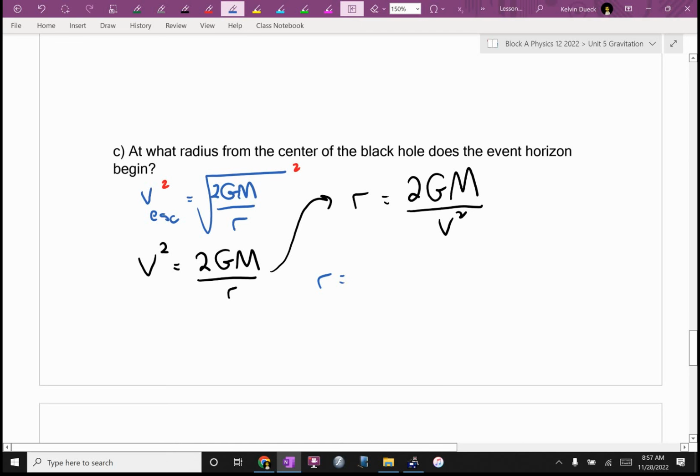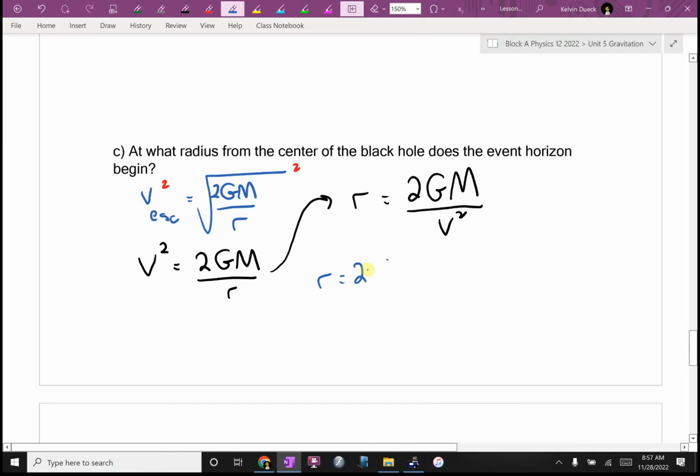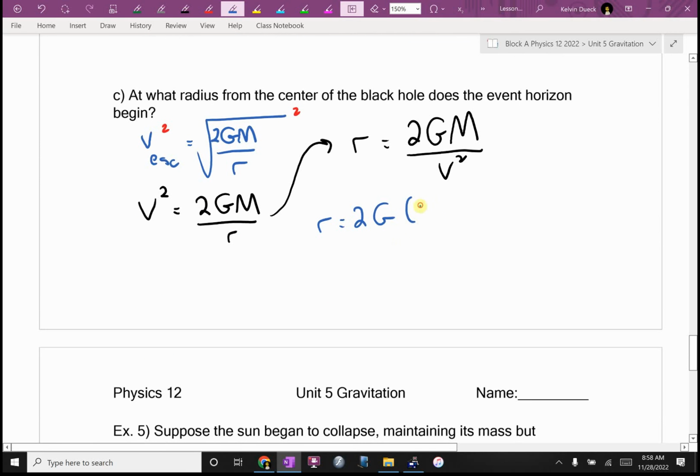R is going to be, I can go back 2 lines. First of all, I'll write it out. 2 big G. What was M, Mr. Dewick? It was 7.2 times 10 to the 31. And then V is going to be the speed of light. I gave that to you if you forget. It is on your formula sheet. I think it's in the chart near the top of the page where I give you a bunch of constants, the same chart that has big G. At the bottom of that chart it should say the speed of light is 3 times 10 to the 8th, right? It's my way of saying make sure you know where it is. So 3 times 10 to the 8th squared.